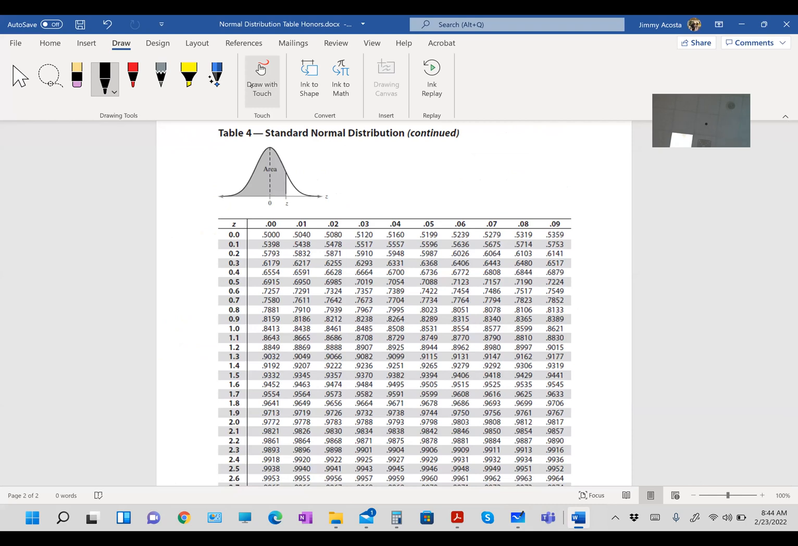So what is the area to the left of 1.54? If you can see it, it's really hard to see. Zoom in a little bit more. It's 0.9382. 1.54 is 0.9382.